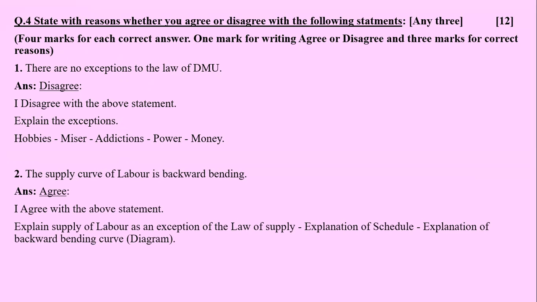You have to explain the supply of labor as an exception of law of supply. Means explain how the supply of labor is an exception of law of supply. And then draw the schedule and explain the same. The schedule is about wage rate per hour in rupees, hours of work per day and total amount of wages. And then draw the backward bending supply curve and explain it too.